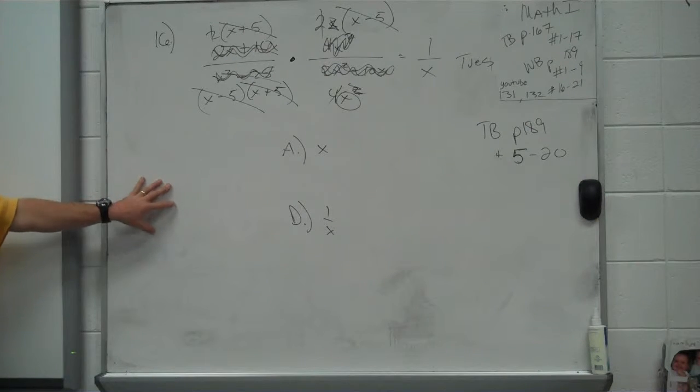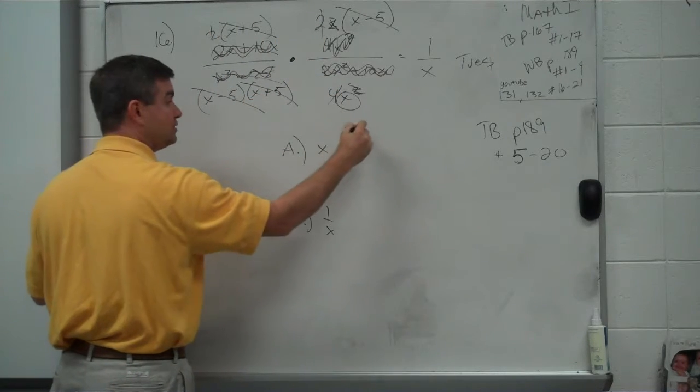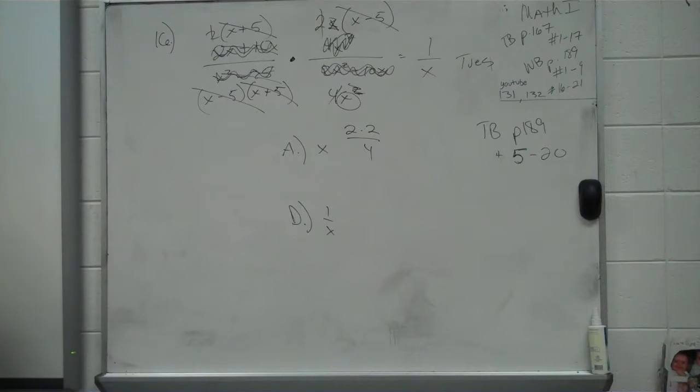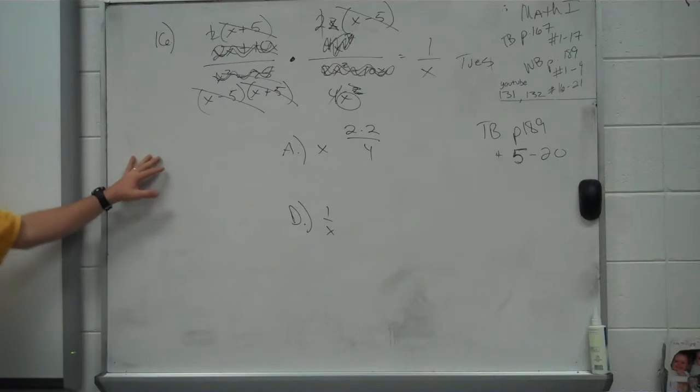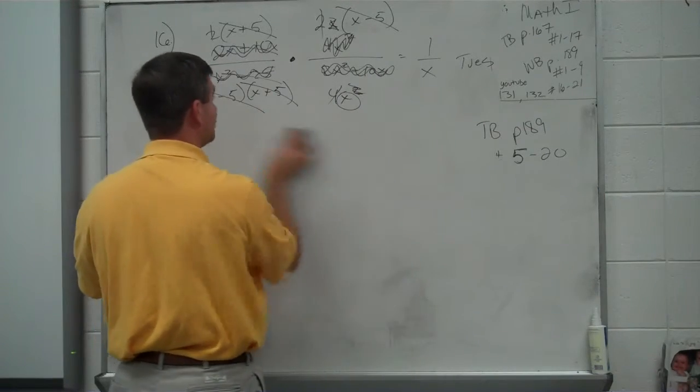Why'd you cross out the 4? Like, where'd you get that? I had a 2 and a 2 and a 4. 2 times 2 cancels with 4 all day long. Okay? Any other questions on 16? All right, what's your number? 7? All right, hold on.